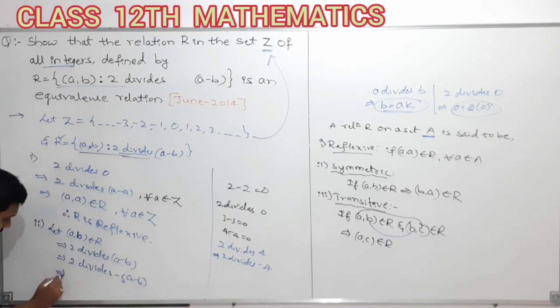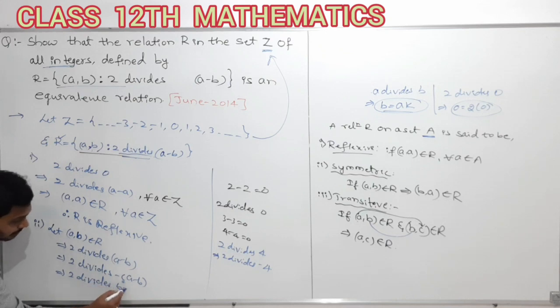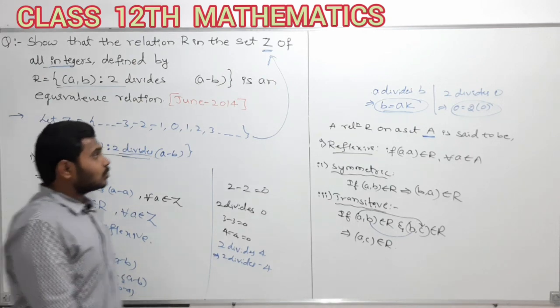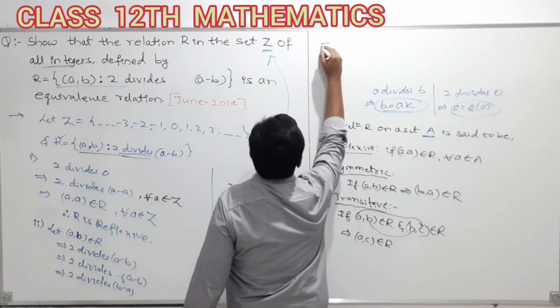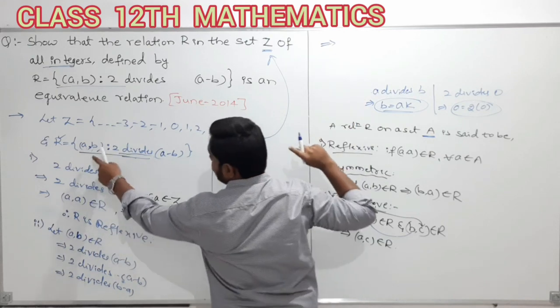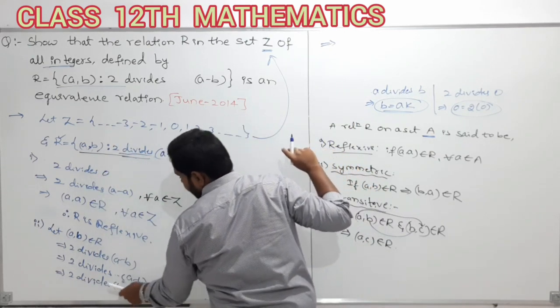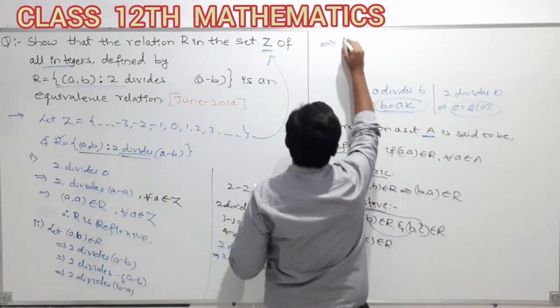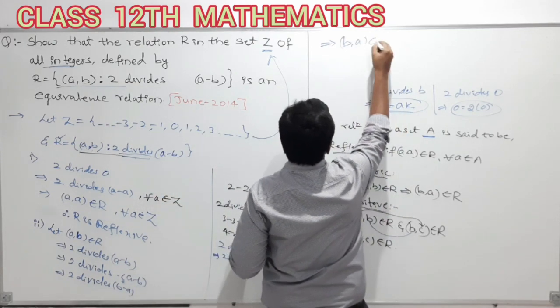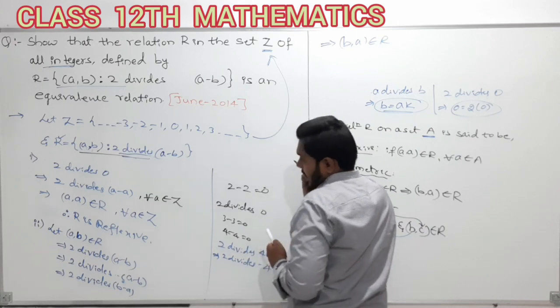So therefore I can write this as 2 divides B minus A. If 2 divides B minus A, then I can write it as B comma A also belongs to the relation R.